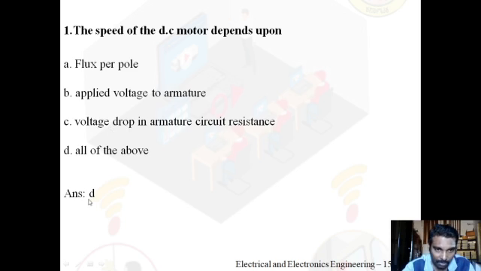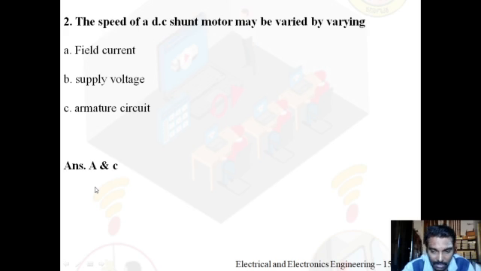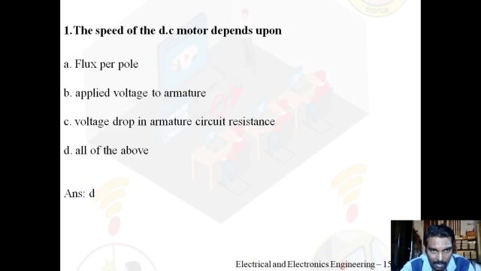You can go for the option all of the above, because as we know from the equation, N is directly proportional to V minus IRa. Therefore V, the supply voltage, will come into the picture. By varying V, the speed can be controlled. By varying the armature resistance, the speed can be controlled. By varying the flux, also the speed can be controlled. Therefore, by varying all the three parameters, the speed of the motor can be varied. Therefore, you can go for option D.